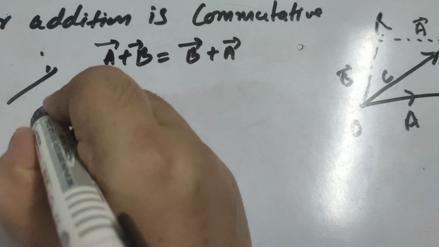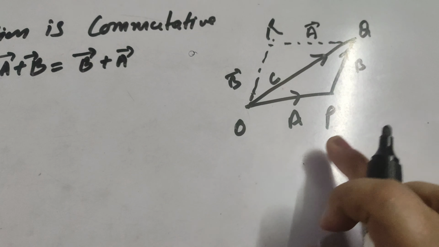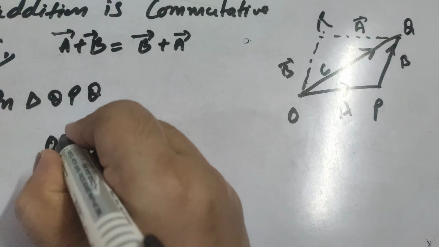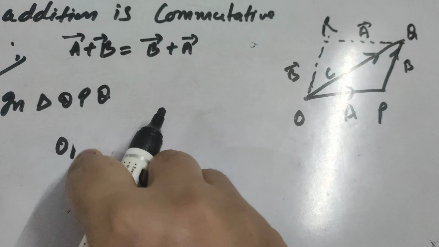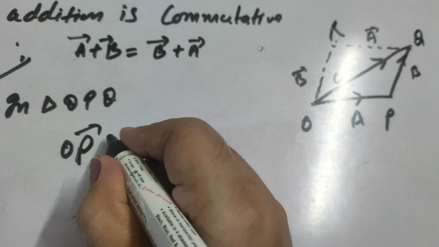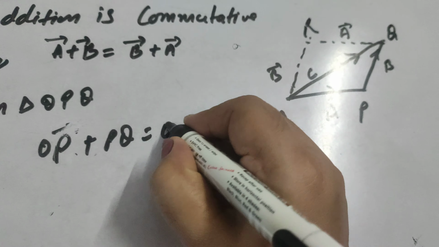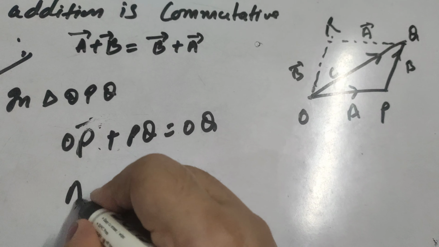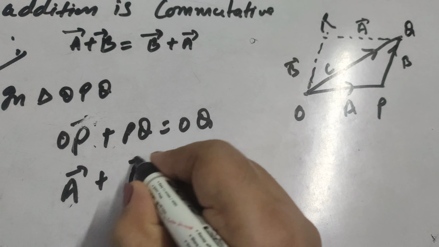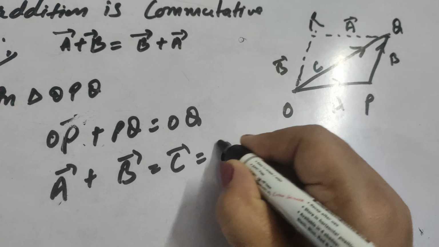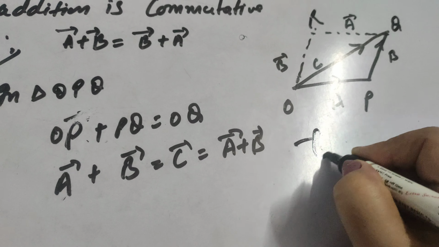In triangle OPQ, by the triangle law of vector addition, OP plus PQ is equal to OQ, right? So OP is A vector plus B vector is equal to C vector, which is equal to A plus B, right? Give it number 1.